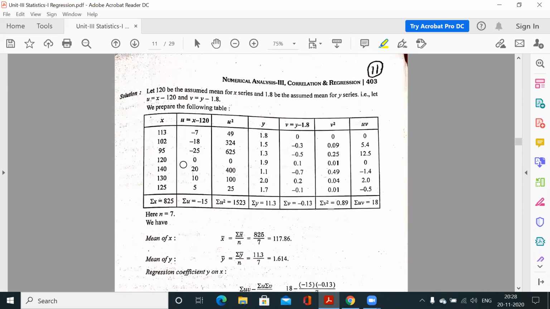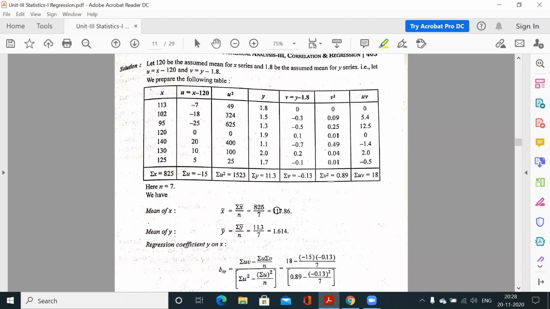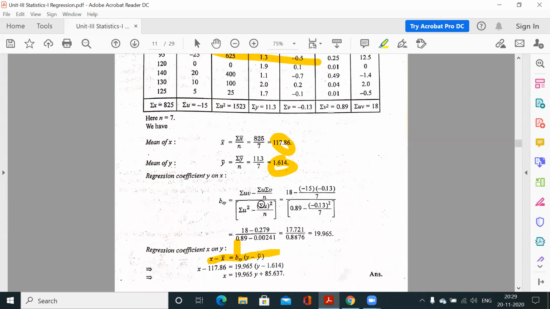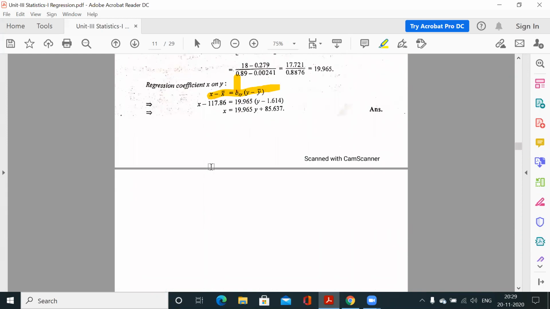Clear? Using the same formula here also. The actual means are in decimal numbers, so we can solve it, but it will take time. So we will use the assumed mean method. Here they have used 120 and 1.8 as assumed means. Otherwise, you can choose different values also. Use your own assumed mean, solve the question and verify the answer.